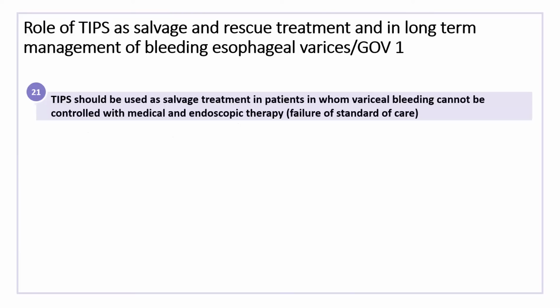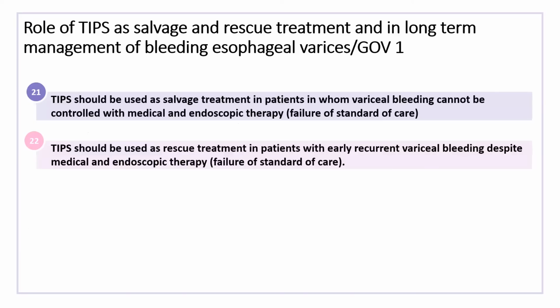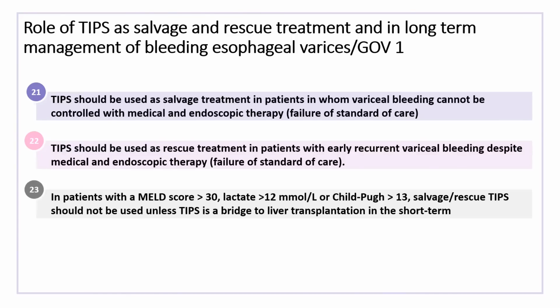Now, TIPS should be used as salvage in patients whose variceal bleeding cannot be controlled with medical and endoscopic therapy. That is the failure of standard of care. It should be used as a rescue in patients with early recurrent variceal bleeding, despite medical and endoscopic therapy. That is within 5 days.